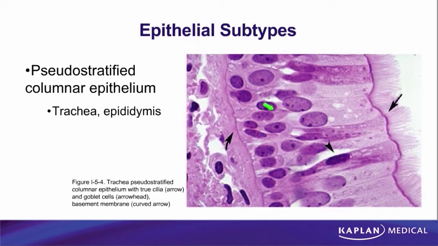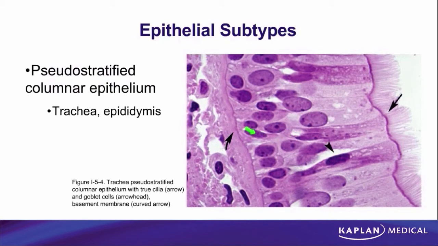All of these nuclei are in different cells, and every one of those cells reaches the basement membrane. So this cell is reaching the basement membrane. This cell is reaching the basement membrane. This cell has a cytoplasmic process that reaches the basement membrane. This cell reaches the basement membrane. So all of the cells reach the basement membrane. So it's not really stratified. In that sense, it's simple because they're all attached to the basement membrane. But it looks stratified, so we use this term pseudostratified columnar epithelium.